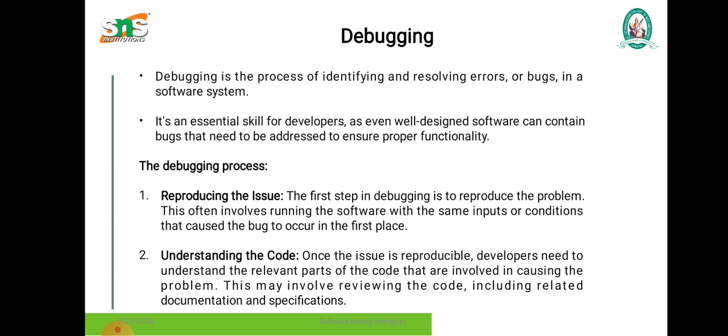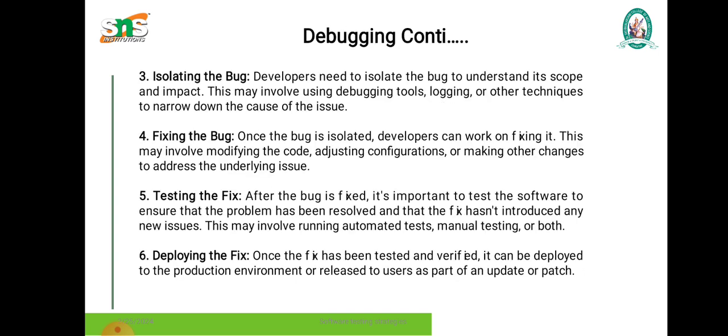Coming to the process of debugging, first one is reproducing the issue. The first step in debugging is to reproduce the problem. This often involves running the software with the same inputs or conditions that caused the bug to occur in the first place. So we have to find out what is the issue. Next one is understanding the code. Once the issue is reproducible, developers need to understand the relevant parts of the code that are involved in causing the problem. This may involve reviewing the code, including related documentation and specifications.